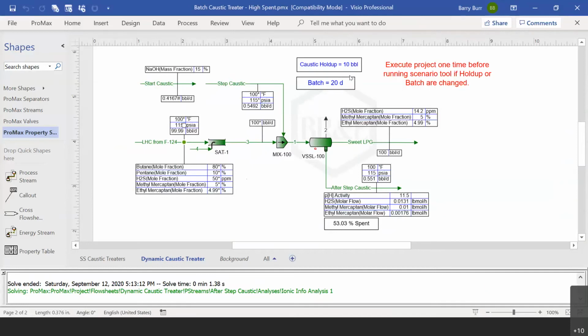But after you do that, really what you're setting for each case is the caustic holdup, which is the inside of the pre-wash vessel. How many barrels of caustic are sitting in that pre-wash vessel during a given batch?